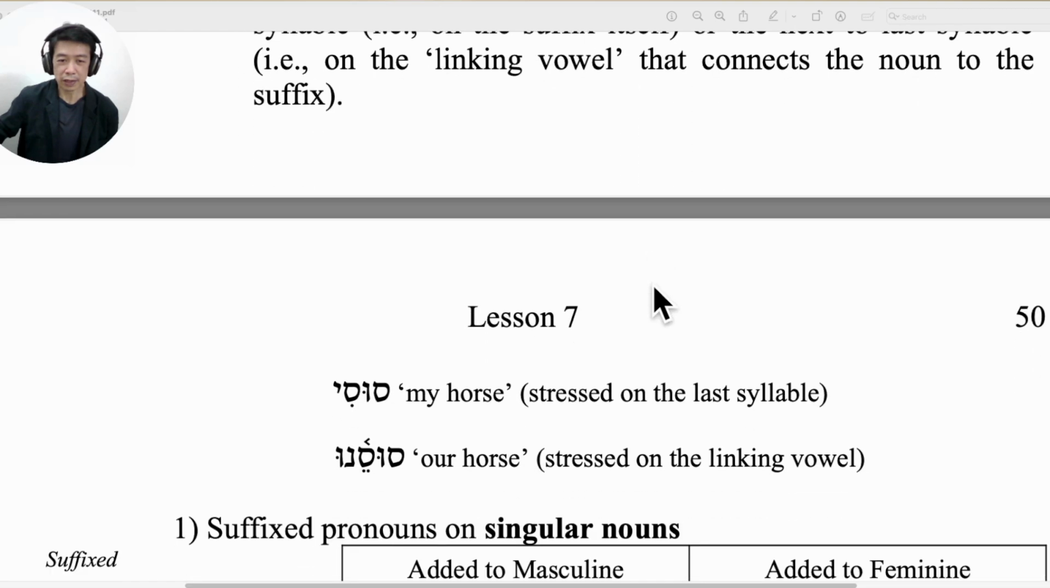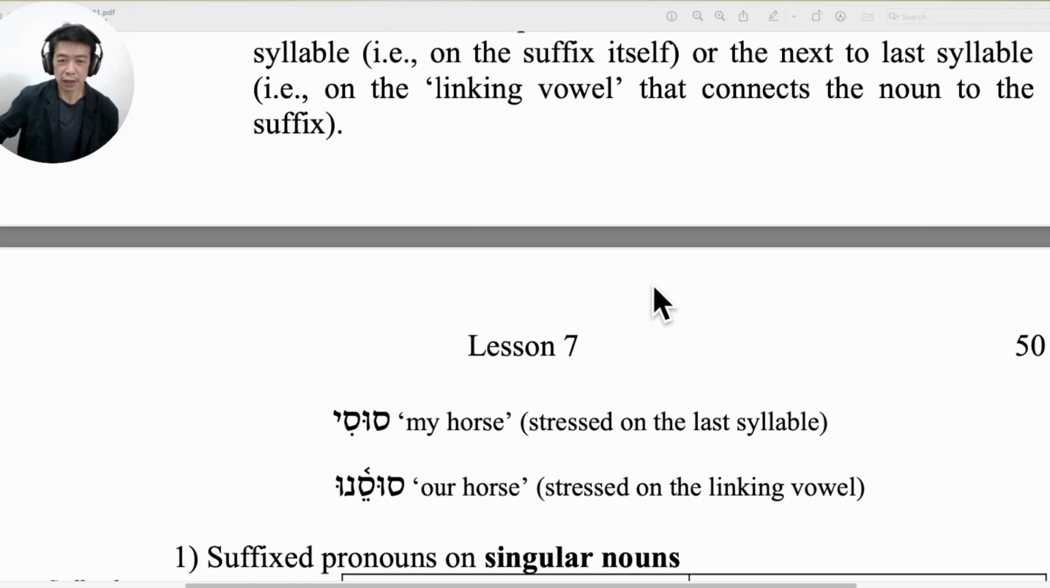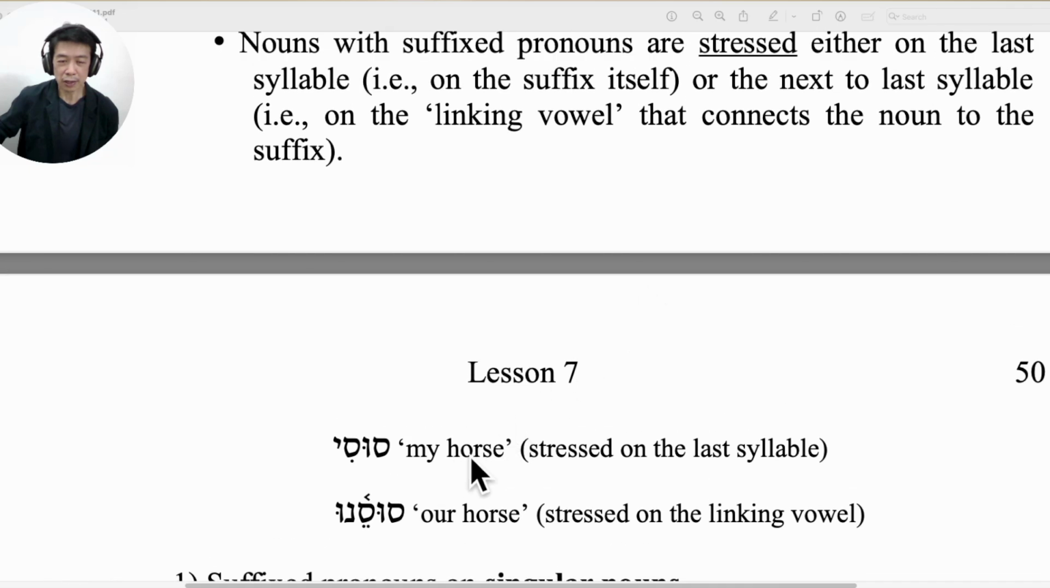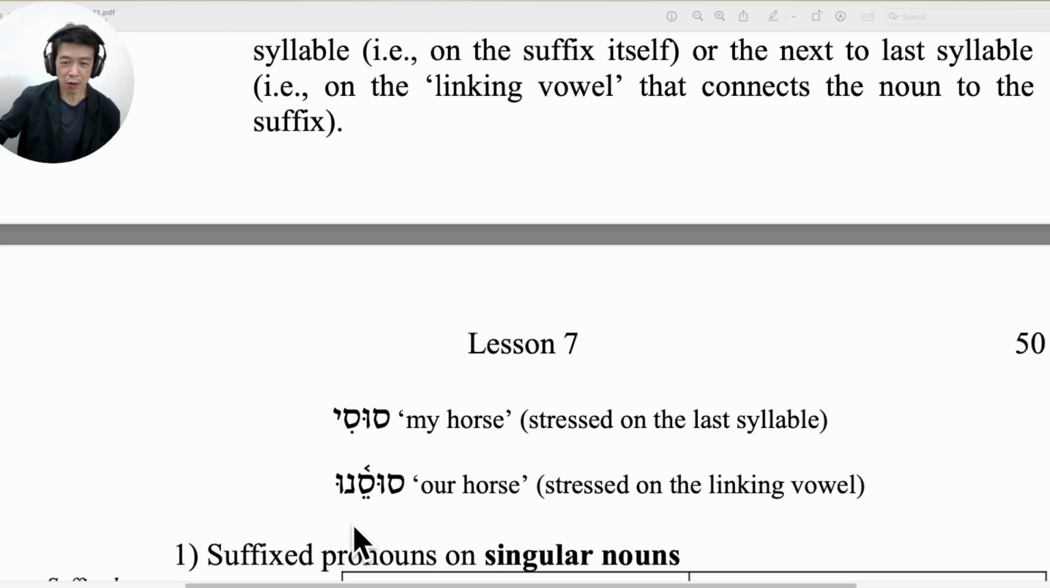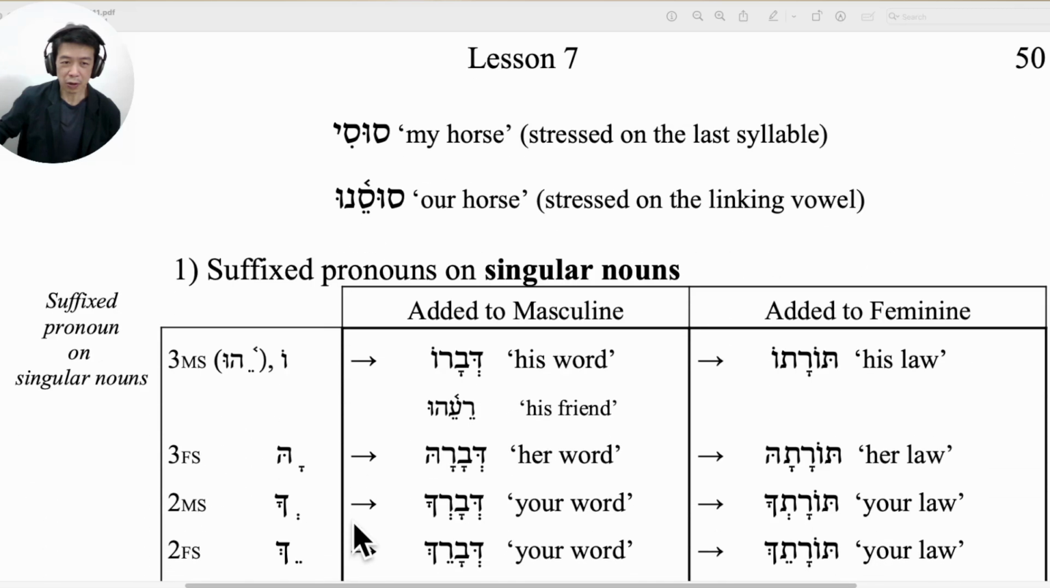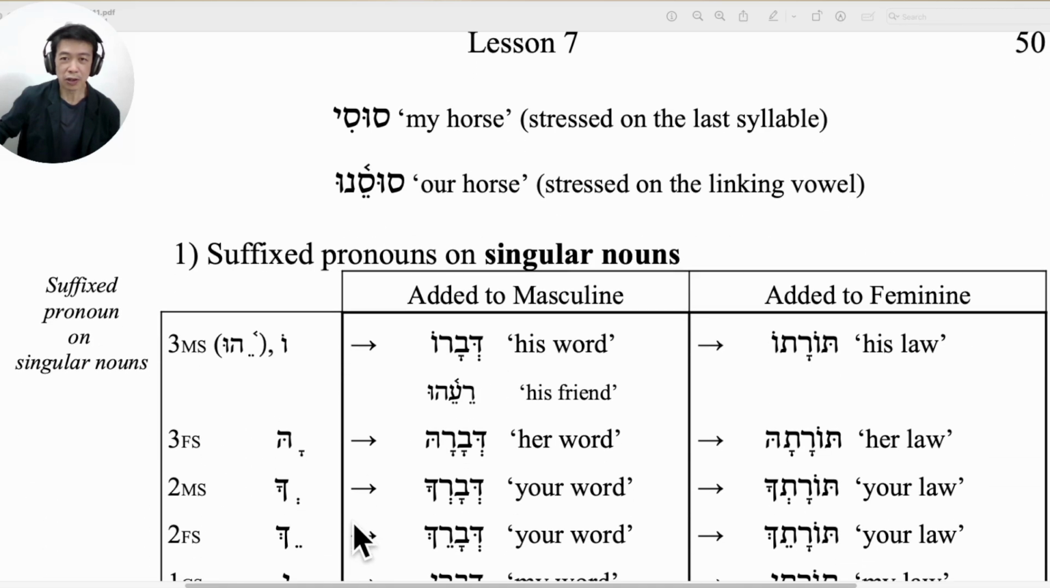For instance, in my horse, it's Susi, with stress on the last syllable. For our horse, Susenu is stressed on the linking vowel. Let's take a quick look at suffix pronouns on singular nouns.